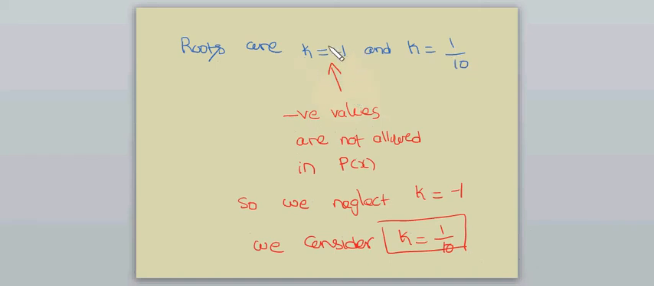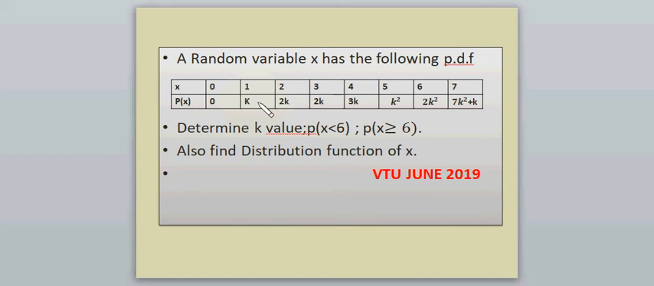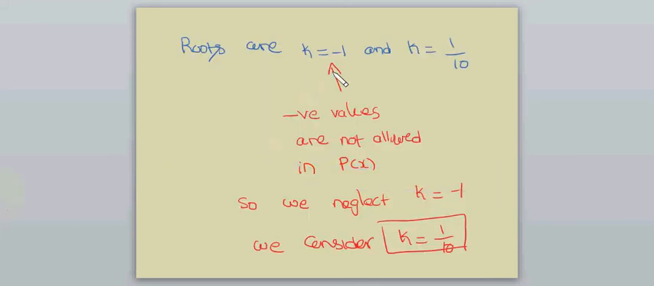When you substitute the k value as minus 1 in this table, probability values will become negative numbers. One or two numbers become negative: this becomes minus 1, this becomes minus 2, this becomes minus 3. But negative values are not allowed for probabilities. That's why k equal to minus 1 is not considered. Only k equal to 1 by 10 is considered.